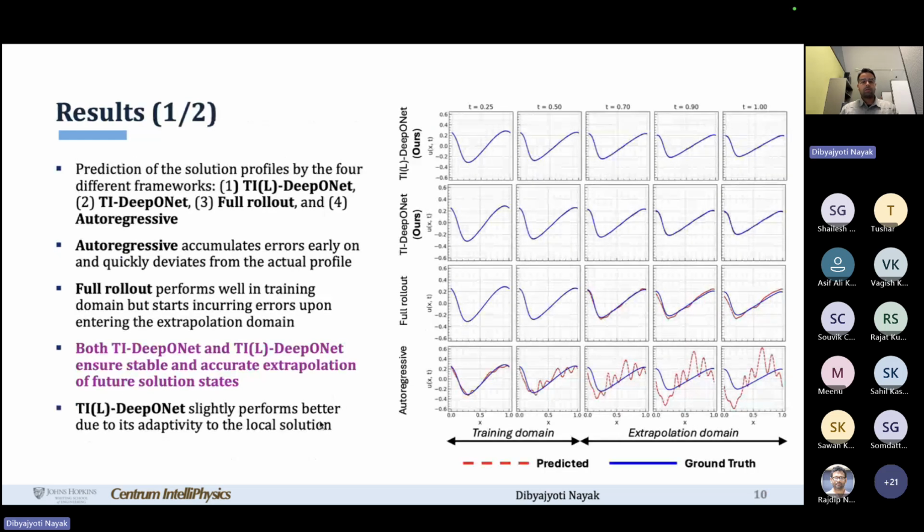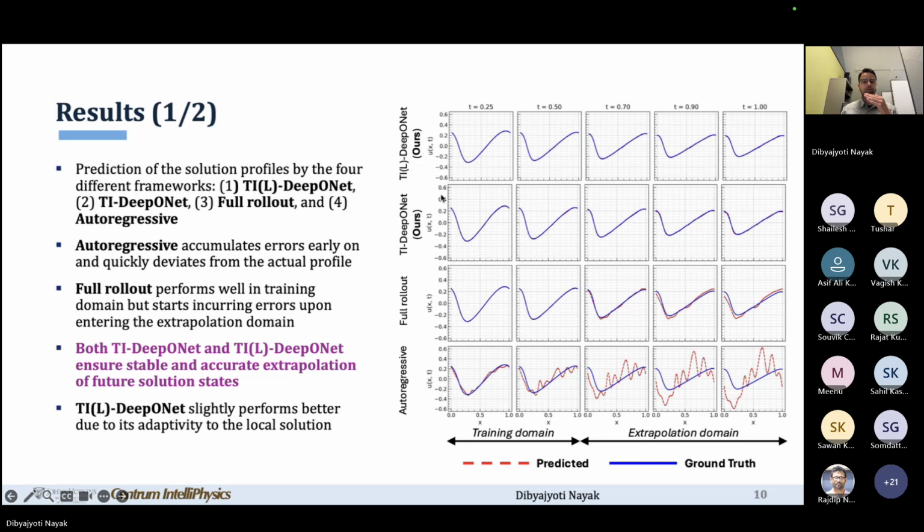So let us look at the results. We will mostly look at the results in this pattern. Initially, I will show you the results for a representative sample and how the solution profile changes in time. And then on the next slide, I will show you an overall quantitative assessment in which we see how the error accumulation in an autoregressive case is mitigated.